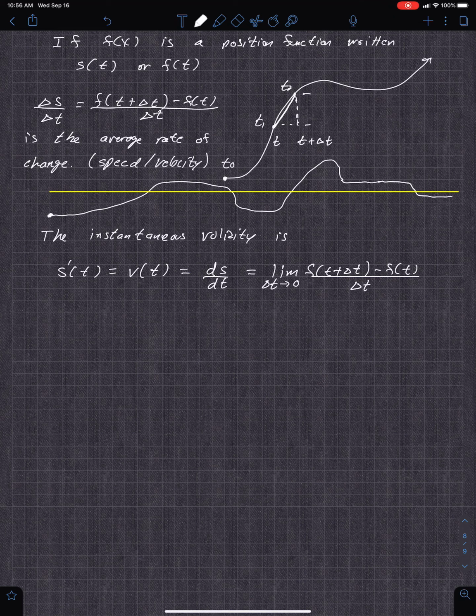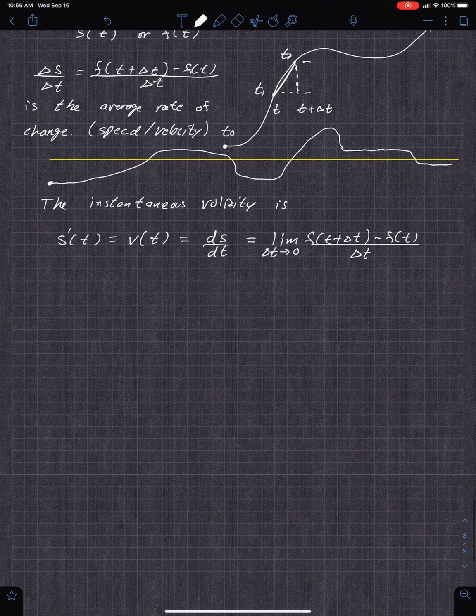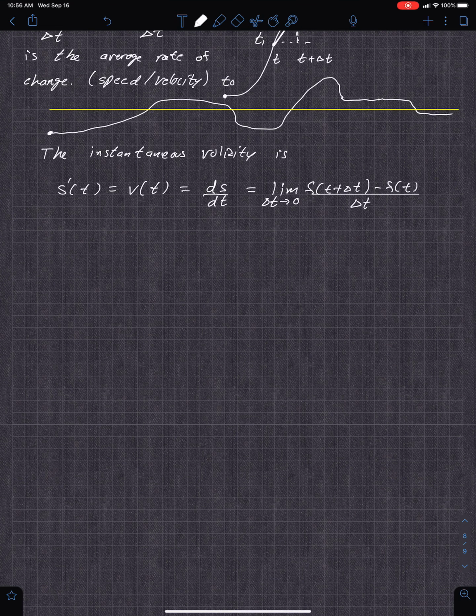Then, so that has like a direction to it. So right now it might be positive or negative. It's still slope, so the slope could be positive or negative. So if you take the absolute value of that, then that's referred to as speed. So the absolute value of s prime, or the velocity, is defined to be speed.